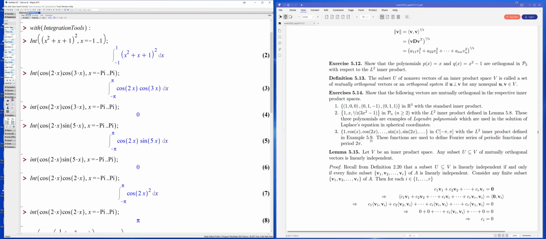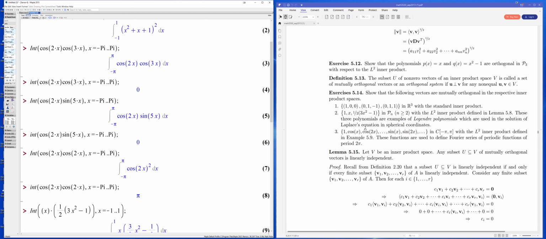And if I have a cosine with a sine, such as cosine 2x and sine 5x, if I integrate this between pi and minus pi, I'd also get 0. This is an example of cosine 2x being orthogonal to sine 5x. And you can in fact show more generally that any cosine over here would be orthogonal to any sine over here.